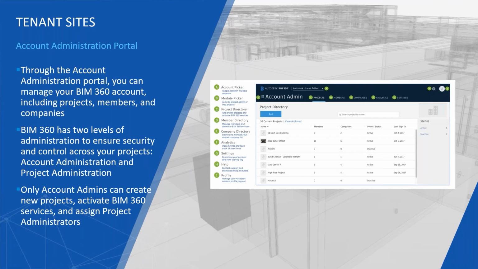BIM 360 has two levels of administration to ensure security and control across your projects. You have an account administrator that looks over the whole tenant site, and you also have project administrators who look at specific projects as an admin. Only account admins can create new projects, activate BIM 360 services, and also assign project administrators.